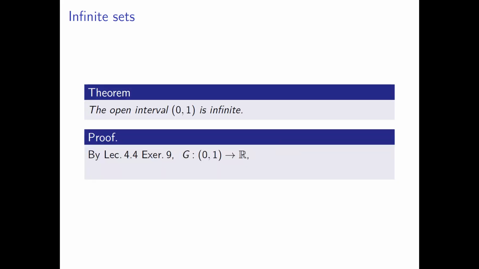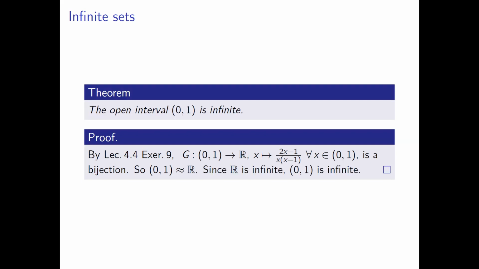Recall from exercise 9 in lecture 4.4 that the function g from the open interval from 0 to 1 to the set of real numbers, which sends each real number x to (2x minus 1) over x times (x minus 1), is a bijection. So the open interval from 0 to 1 is numerically equivalent to the set of real numbers. We have shown that the set of real numbers is infinite. Therefore, the open interval from 0 to 1 is infinite.